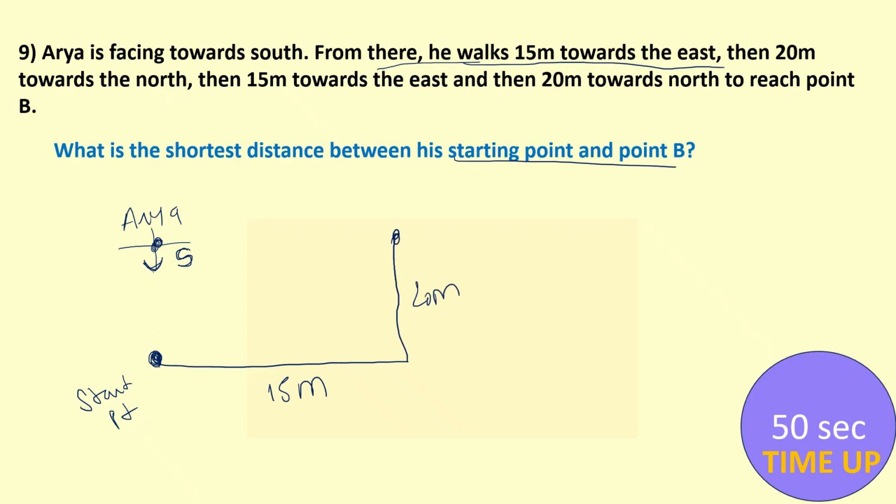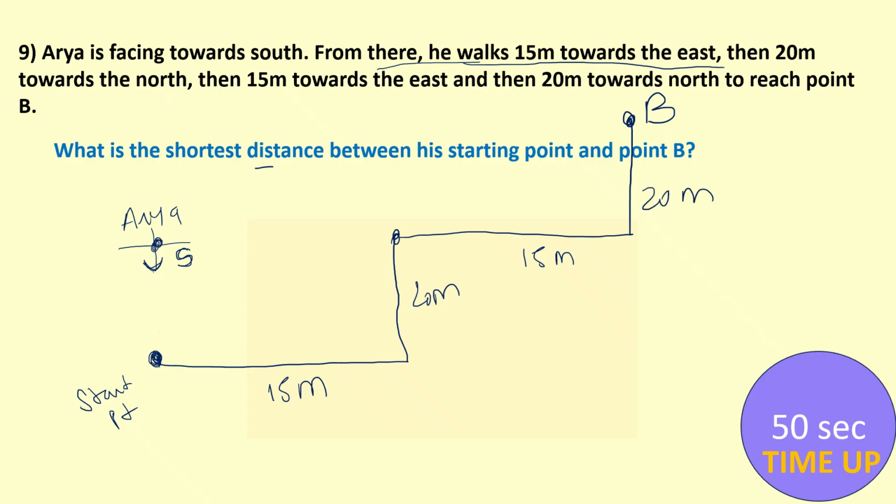Then 15 meters towards the east. Then 20 meters towards the north, here somewhere. 20 meters. And to reach point B. So this is B and this is 20 meters.